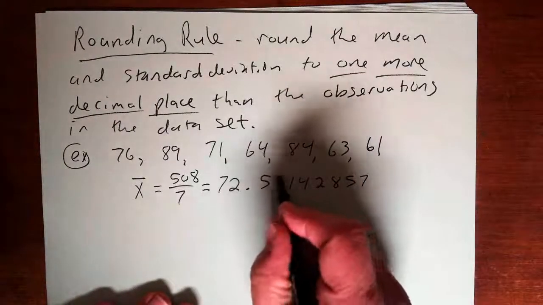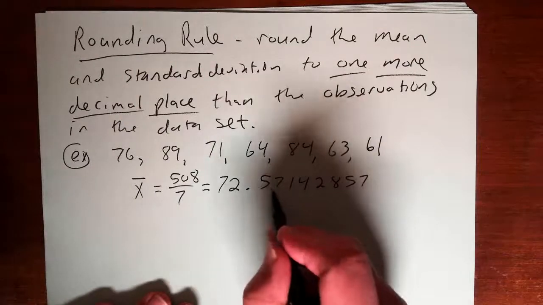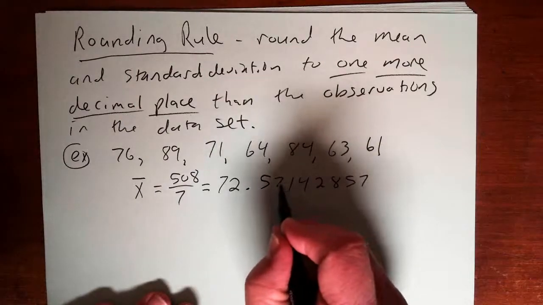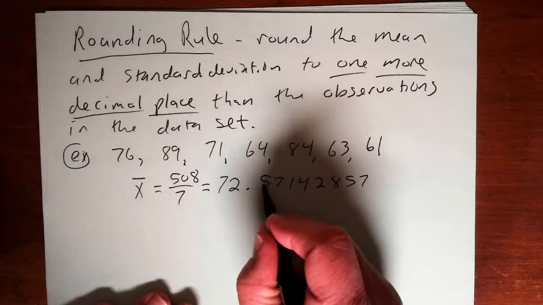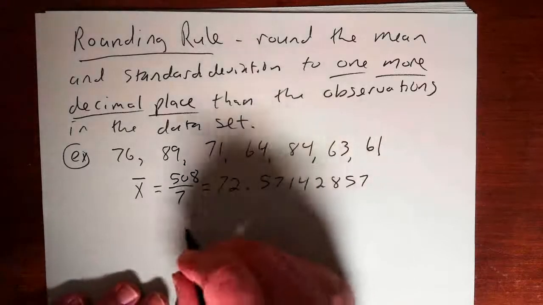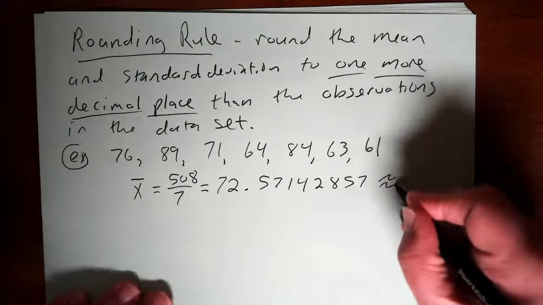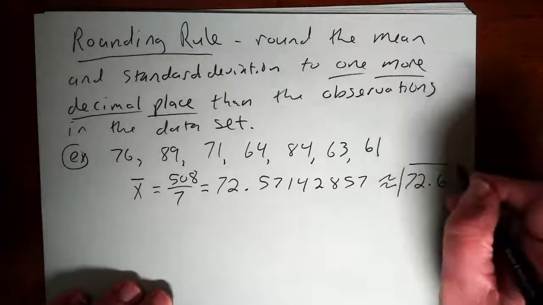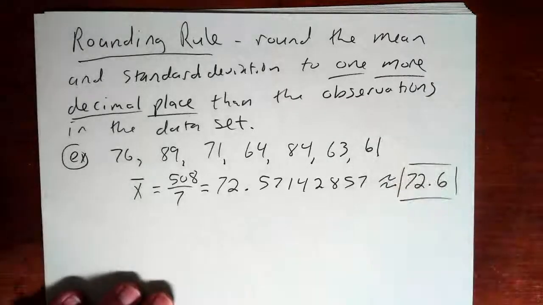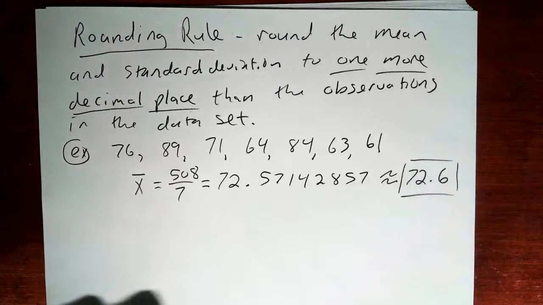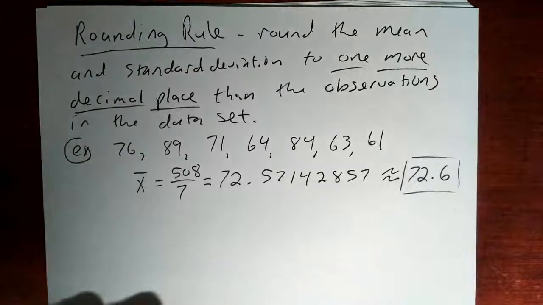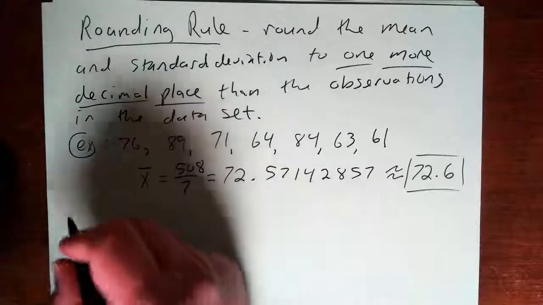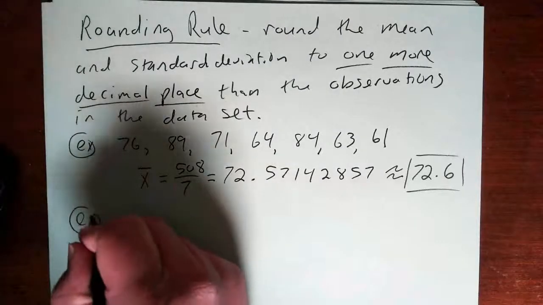So the 7 next to it over here, since that's 5 and above, right? If this number is 5 and above, you round that up to 6. So my answer here is going to be approximately 72.6. So I'm going to one more decimal place than the original data. That's our rounding rule. Okay, so let's try another example just to make sure we got this.